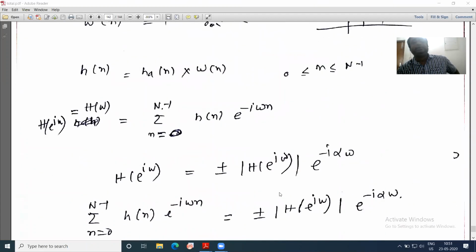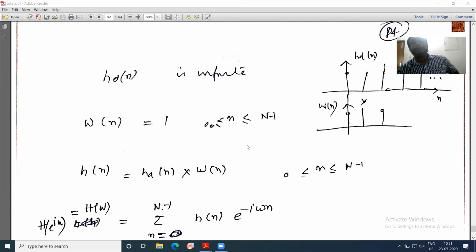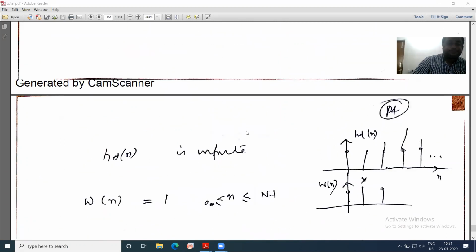Later part is this part. This part is okay? Or shall I repeat this part? Sir, this part also. Sir, please go to the next page. This is the next page. Okay. Yes.